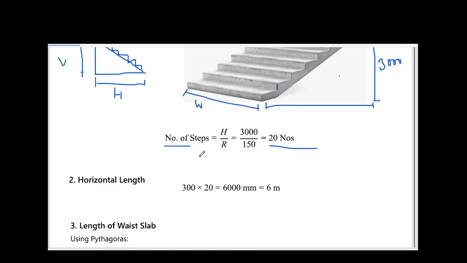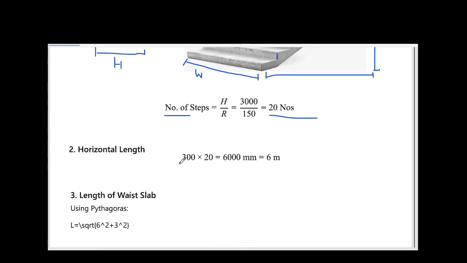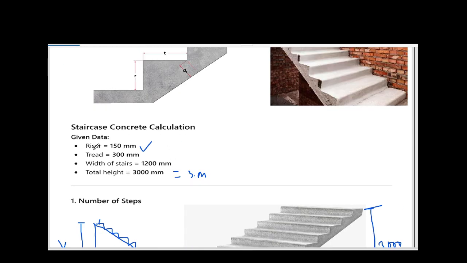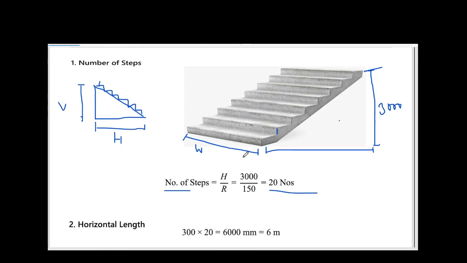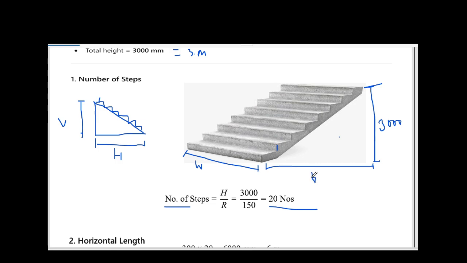How will you get the total horizontal length? If you multiply the total number of steps with the length of the trade, then you will get it. It's a simple math calculation. Here the trade is 300 mm and the number of steps is 20. So 300 into 20, you get 6,000 mm. That means 6 meters.